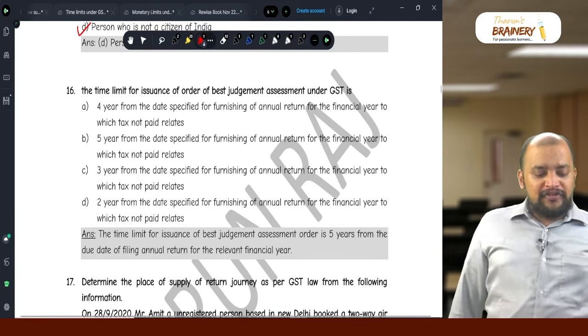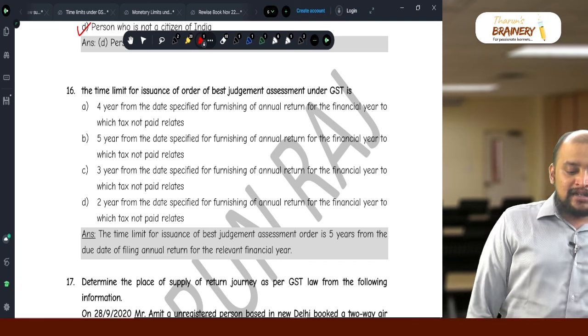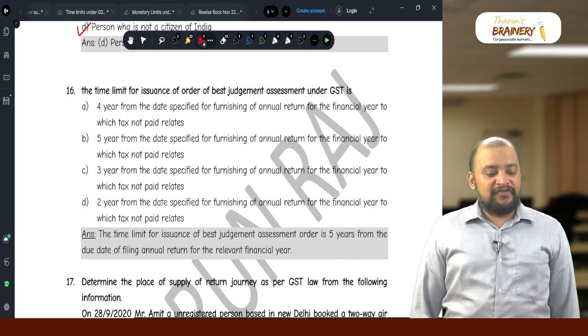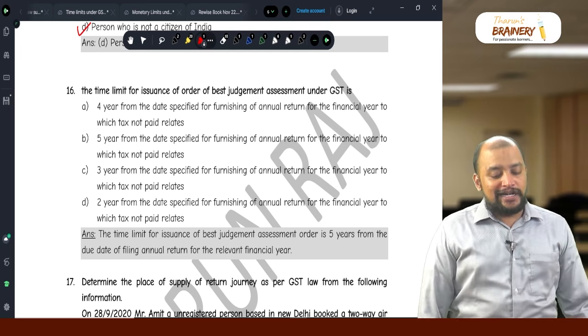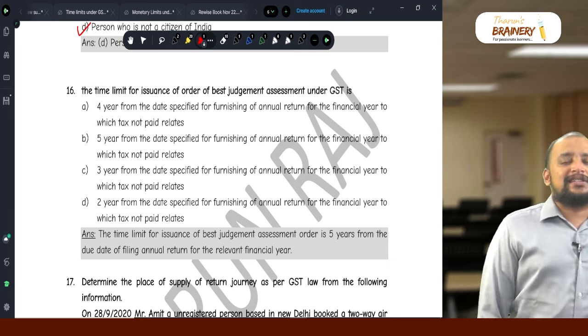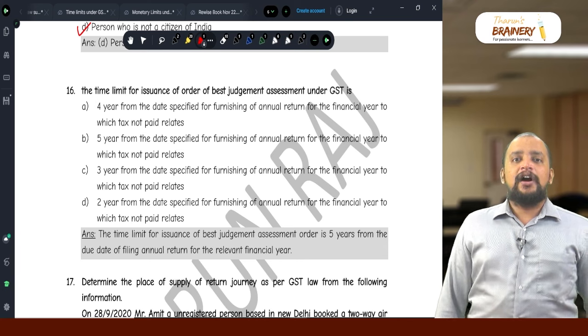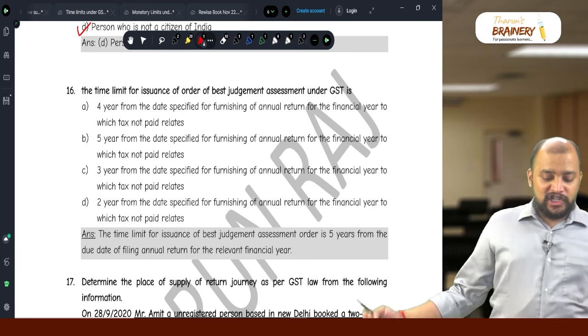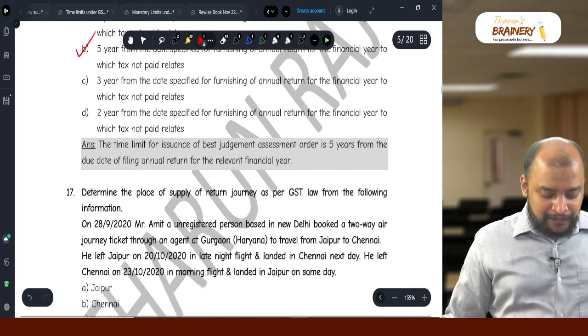Then, the time limit for issuance of order of best judgment assessment under GST is 4 years from the date specified for furnishing. No, it is 5 years, because best judgment assessment order is under section 62 and 63, with 63 for unregistered persons. So that should be 5 years from the due date of furnishing the annual return for the relevant financial year. So option B is the answer.